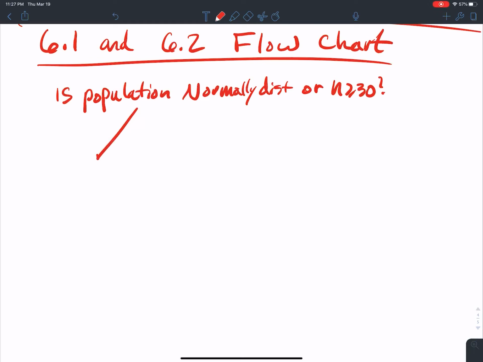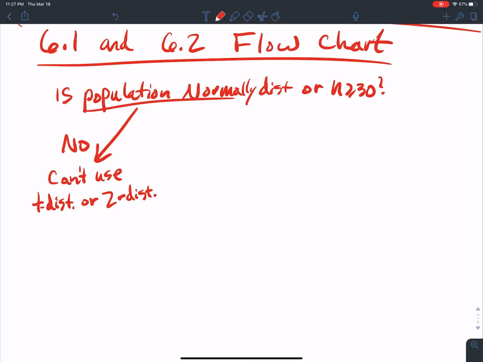Now, if the answer to that question is no, then you can't use the t distribution or the z distribution. So if you don't have the car keys, you can't drive the car off. So if that answer is no, then you're done. And that's probably your favorite type of problem right there. Done-sies right there. Now, the other option is yes. It's either normally distributed or n greater than or equal to 30.